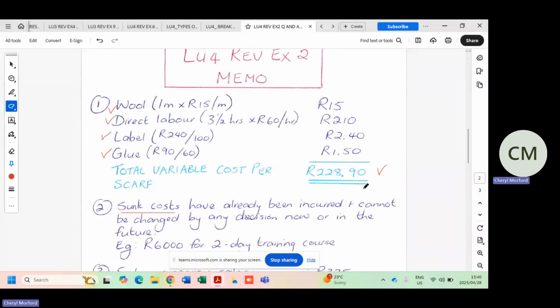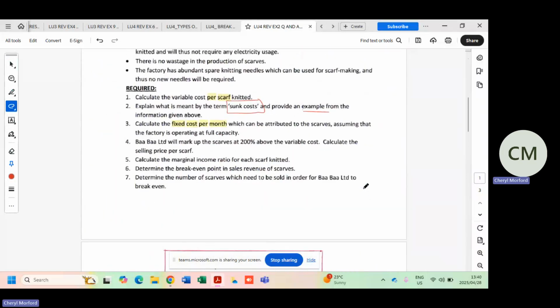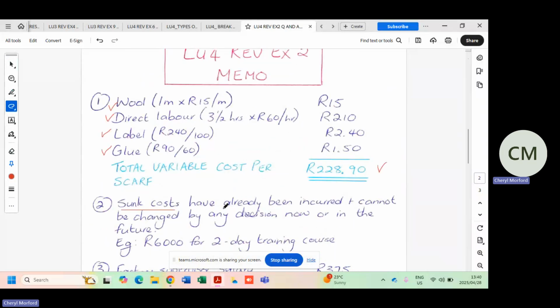Right. Now let's go back to the questions. We're up to number 4. The company will mark up the scarves at 200% above the variable cost. So now we're needing to calculate the selling price. As many businesses do, selling price is equal to variable cost plus markup. We have just calculated variable cost up here in number 1. So all we're going to do is add 200% onto that.